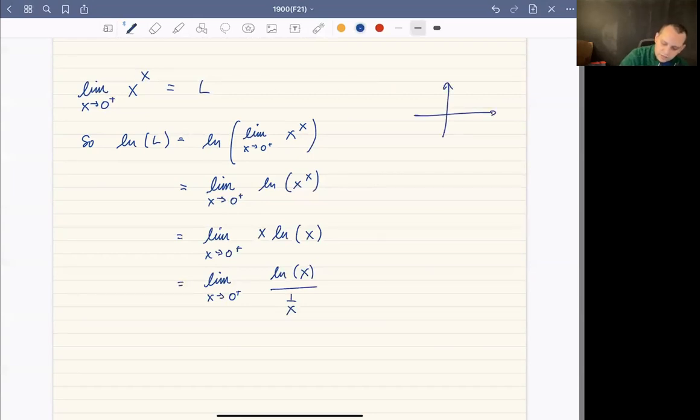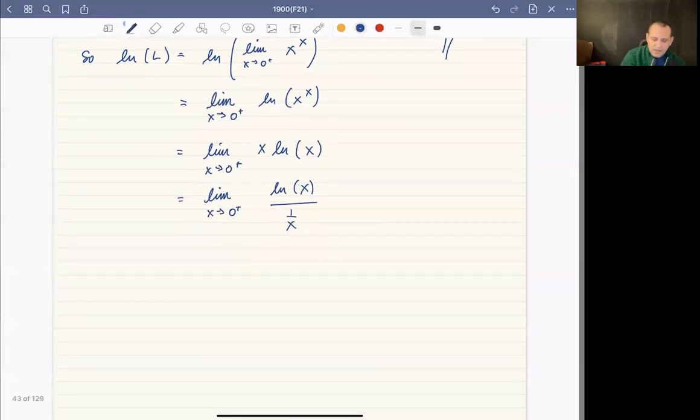The natural log curve is going to look like that. So as x approaches 0 from the right, our y values shoot off to negative infinity. And 1 over x is going to go to positive infinity. So here we have negative infinity over positive infinity, which means we have infinity over infinity. L'Hopital's rule applies. Everything is fine. So we're going to take the derivative of the top, that's 1 over x, divided by the derivative of the bottom, which is negative 1 over x squared.